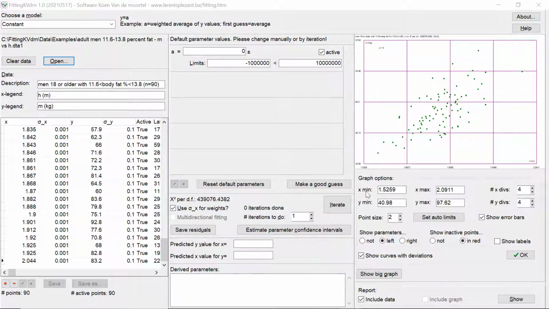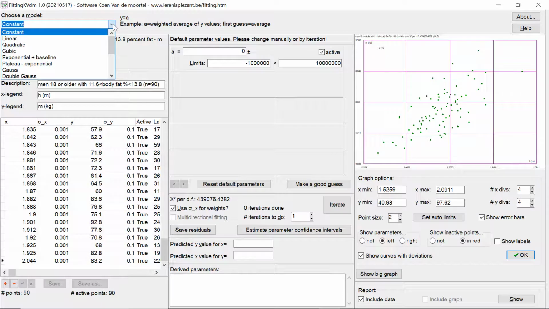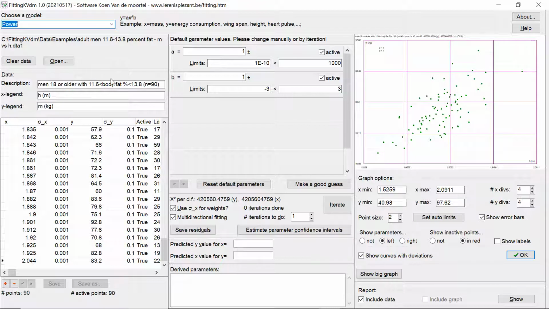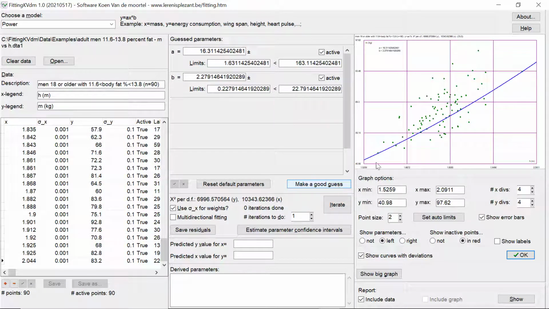We expect that the relationship between mass and height is a power function, so we choose this model function. So we have two parameters. This is a multiplication coefficient, this is the exponent. Now I will first show the traditional fitting method. So this is the first guess, and now we iterate. You see we have a convergence.